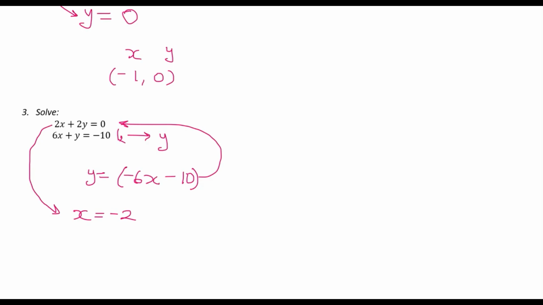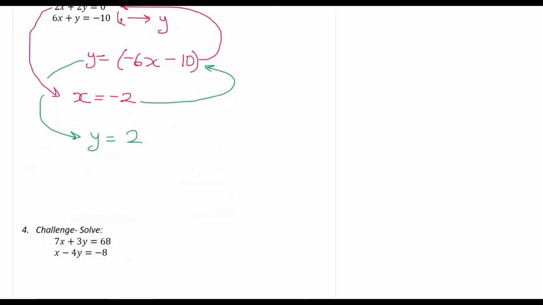Our next step is to actually find the y, which means I'm going to put my x in this particular equation, and to solve for my y, it means here that my y will be equal to 2, which is indeed what we have there, because -6 times -2 gives us +12. +12 minus 10 gives us 2. So therefore, in this particular case, my x is equal to -2 and my y is equal to 2. So therefore, the point of intersect is when x is -2, y is 2.